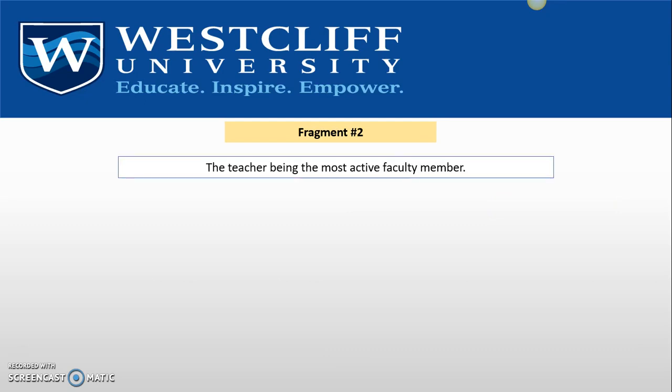Fragment number 2: the teacher being the most active faculty member. I'm going to give you a hint and say the problem lies around this area. Can you identify why this is a fragment? So our verb that we're using here is not a main verb. This is an example of a gerund. And you cannot use gerunds or infinitives as your main verb. If you're unfamiliar with these terms, let me refresh your memory.